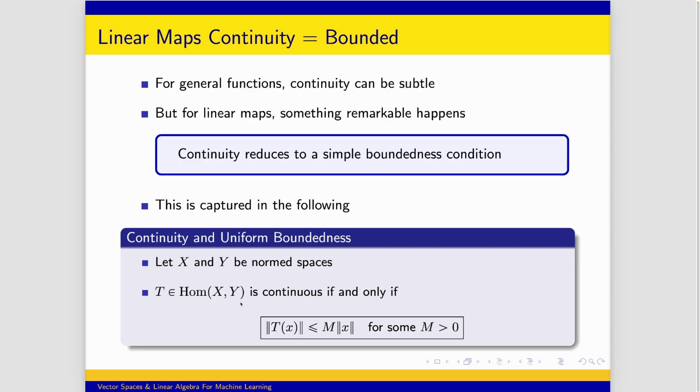Now, if we have a linear map, it turns out that it is continuous if and only if the following condition holds. That the size of the mapped point T of x is less than or equal to some number m, which is positive, times the norm of x. So there is some m such that this is true for all x. So this holds for all x in the vector space X. So this is the result.